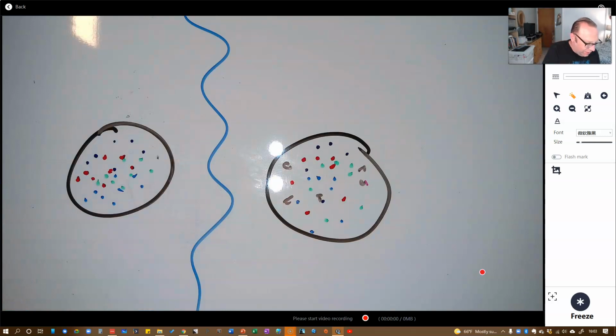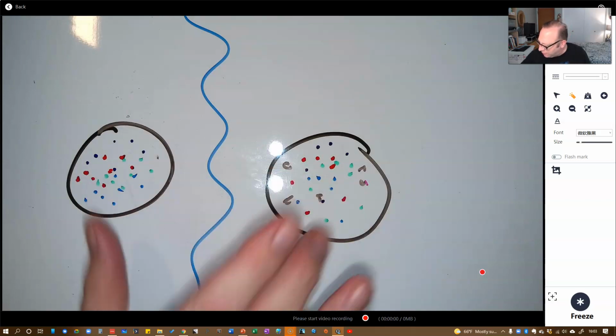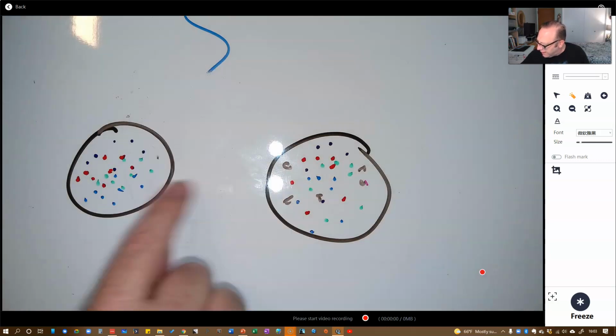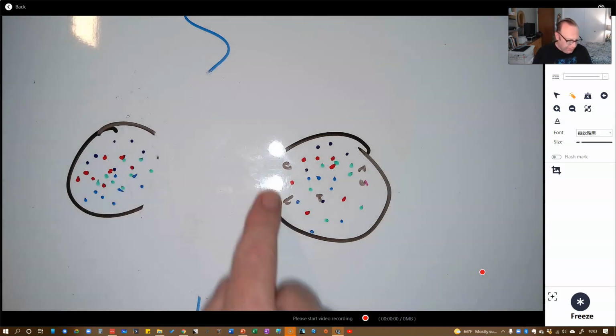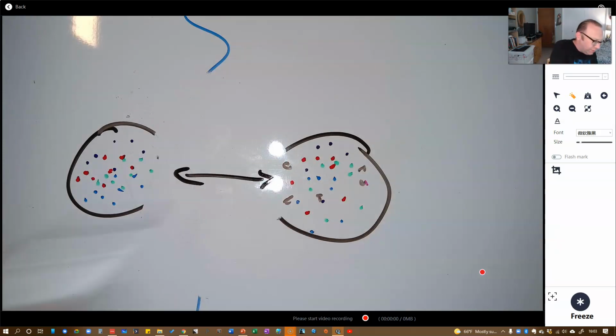Okay. So, on this side, we've got red, green, blue, purple, and brown dots. And over here, we just have red, green, blue, purple. Okay. Now, that makes the distributions a little bit different in each one. Now, say a drought comes and the river dries up. And now the two populations can travel between each place.